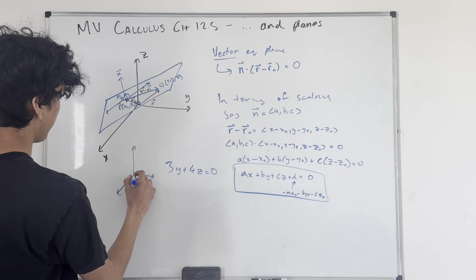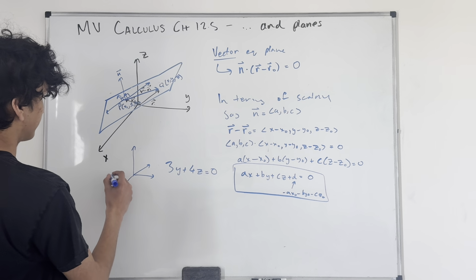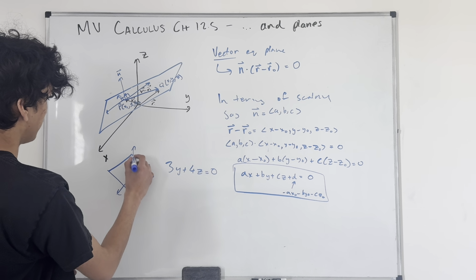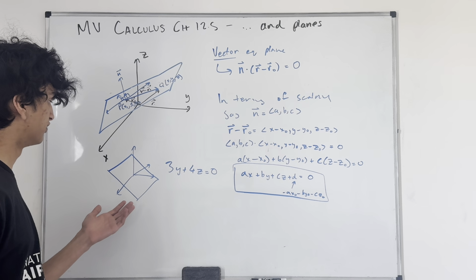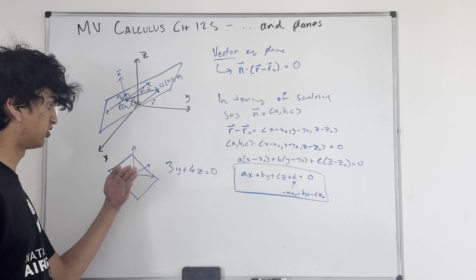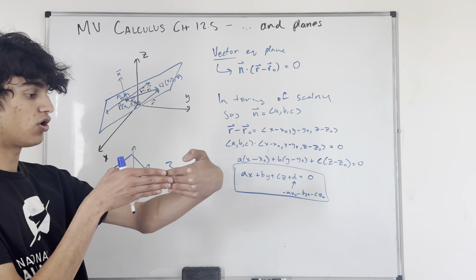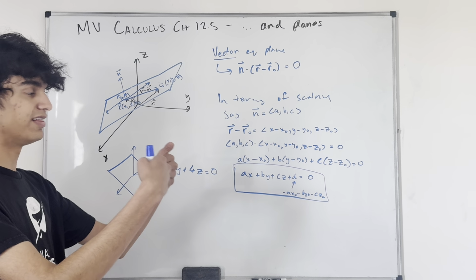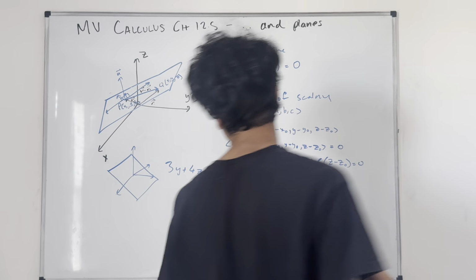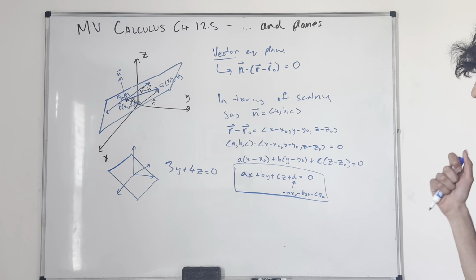So 3y, 4z, right? This is what it's going to look like. It's kind of hard to visualize, but there's no component in the x direction. So I know my plane will not be facing the x direction at all. It will instead be kind of in the x plane, I guess. But in this case, it doesn't really look like that.